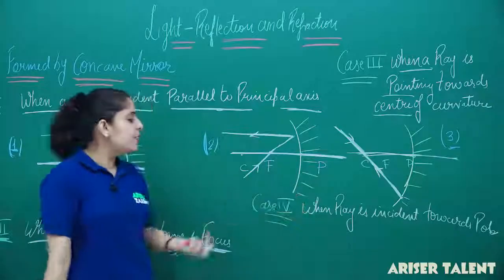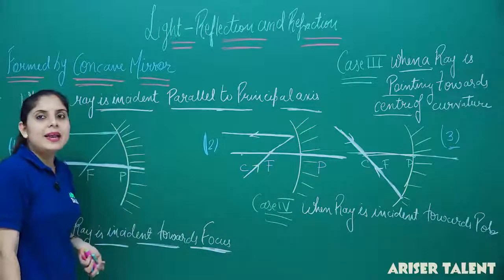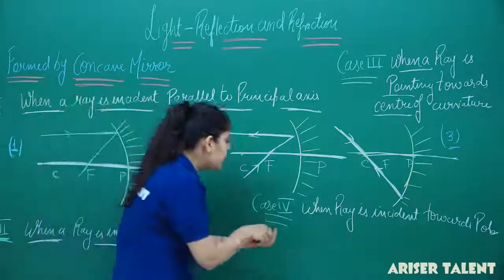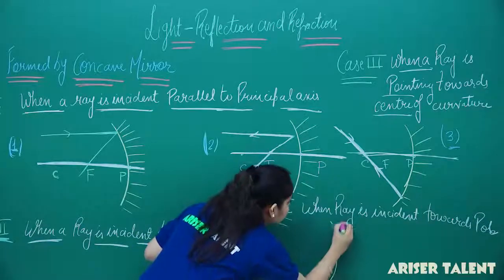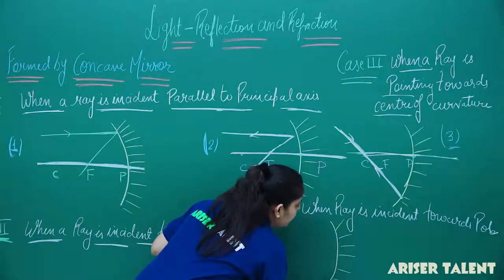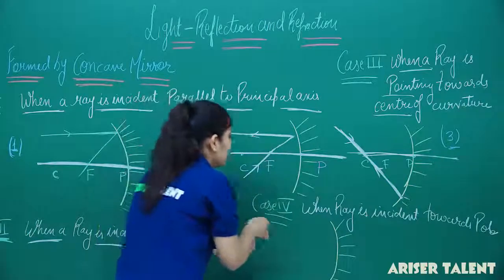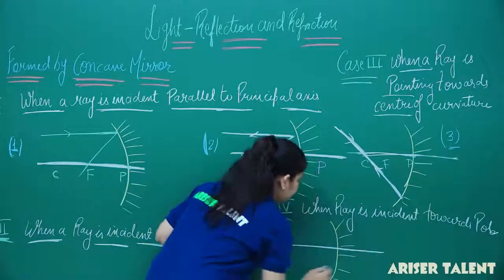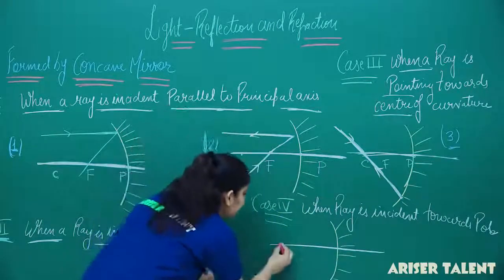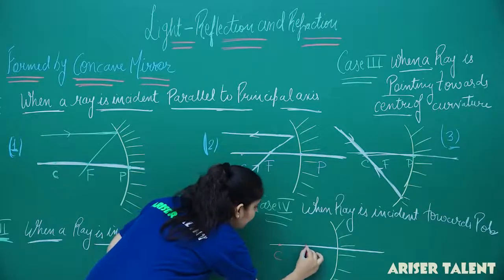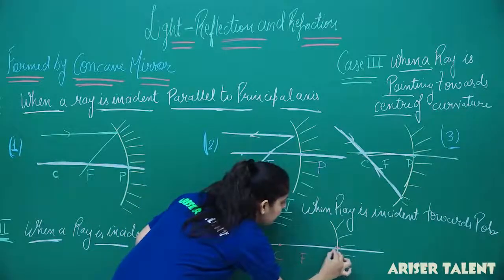If a ray is incident towards the pole, what will be the ray diagram in this case? Just look here. This is our concave mirror, polished outwards. This is our principal axis. This is our center of curvature. This is our focus and this is our pole.